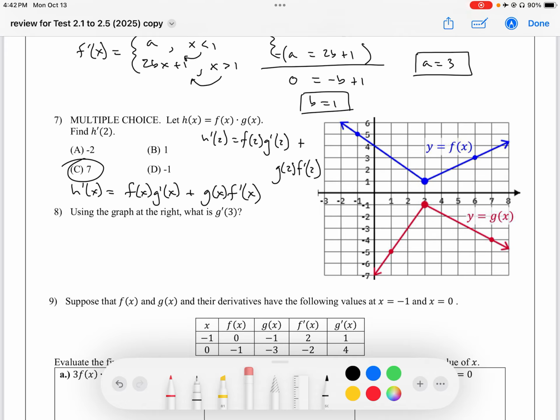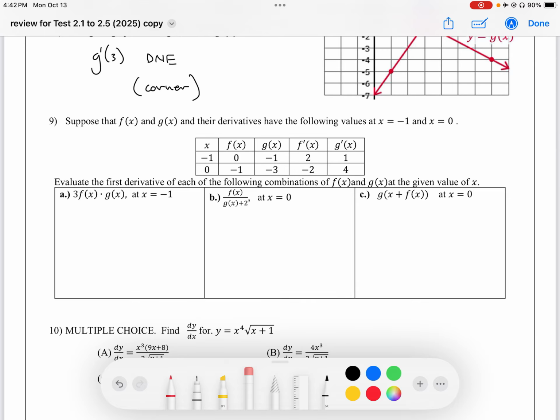Okay. Number 8, it asks us what G prime of 3 is. That would be what is the derivative of G at x equals 3, which is right here. So G prime of 3 does not exist. Reason being there is a corner there. So there's no way to draw a tangent line because we could draw a tangent line in any number of ways. So we don't really know how to draw that basically.